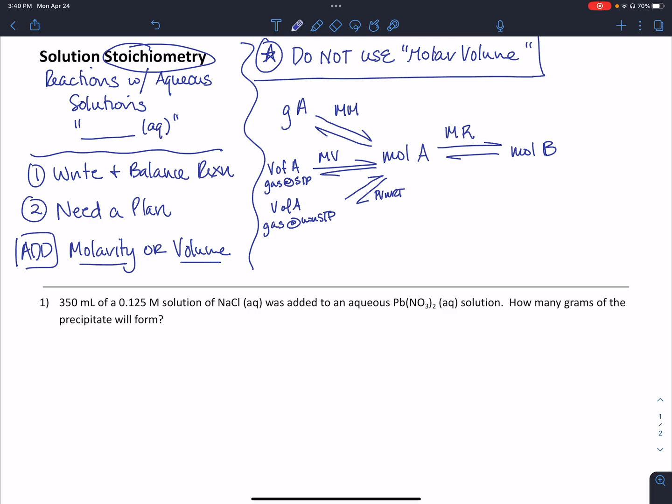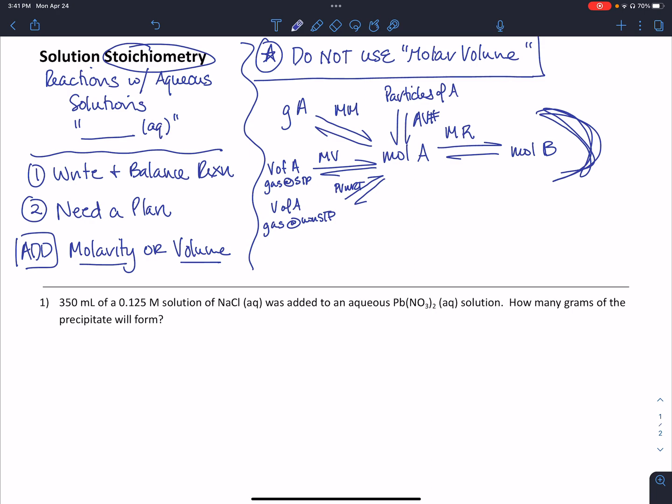Okay, whoops, hold on, I'm going to move that guy so I have a little more room. There we go. All right. We also know how to go from particles. So if we have particles of A, all right, we can go back and forth to moles using Avogadro's number. All right, so that's all old stuff we've already done. And we can have all those same exit points over here with B. I'm not going to write them all in because it takes up a lot of space.